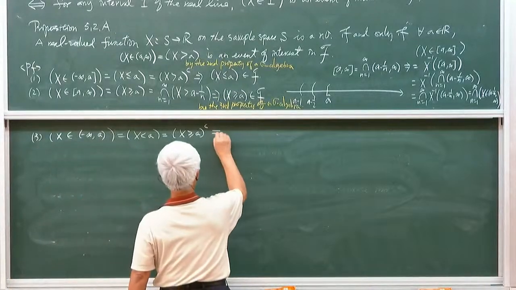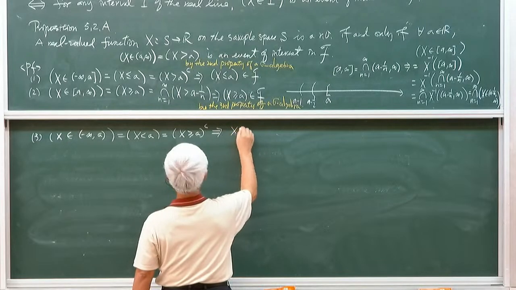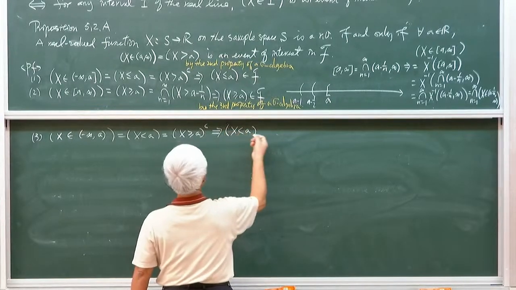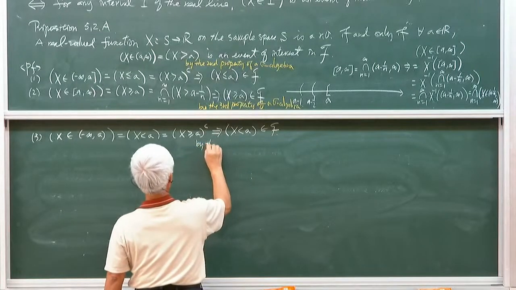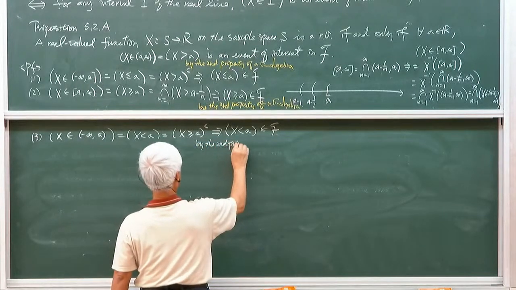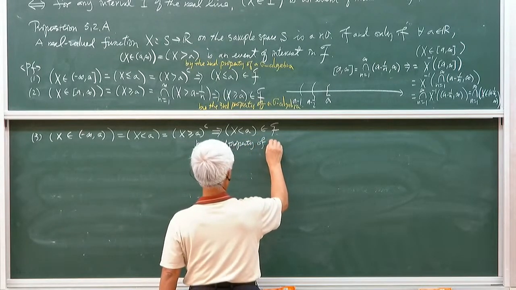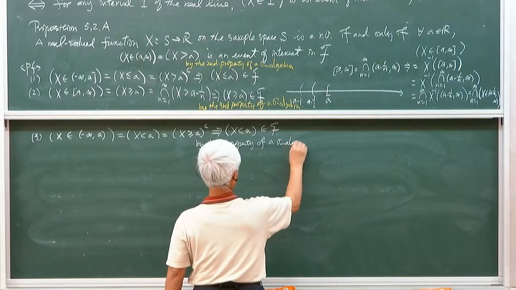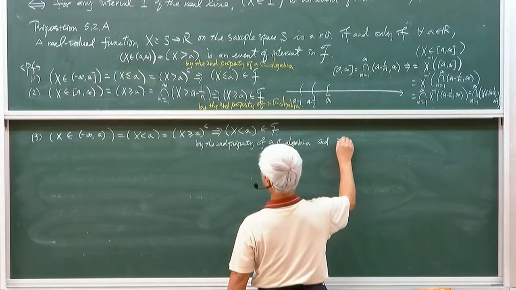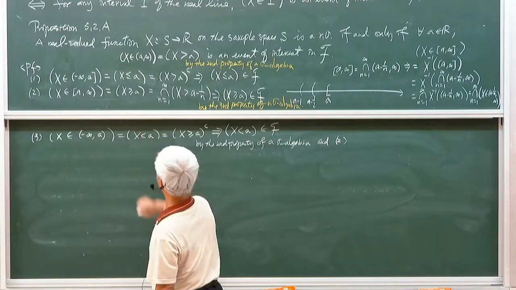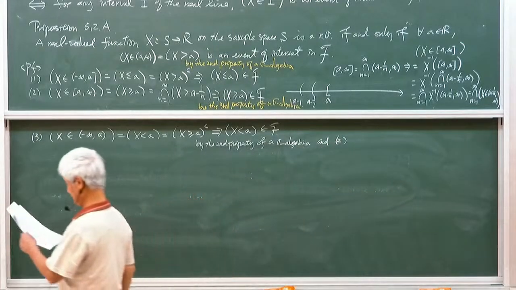And so this implies that X less than A is in F. This is by the second property of sigma algebra and the second type, because we proved that this is in F already. That's good. Thank you.